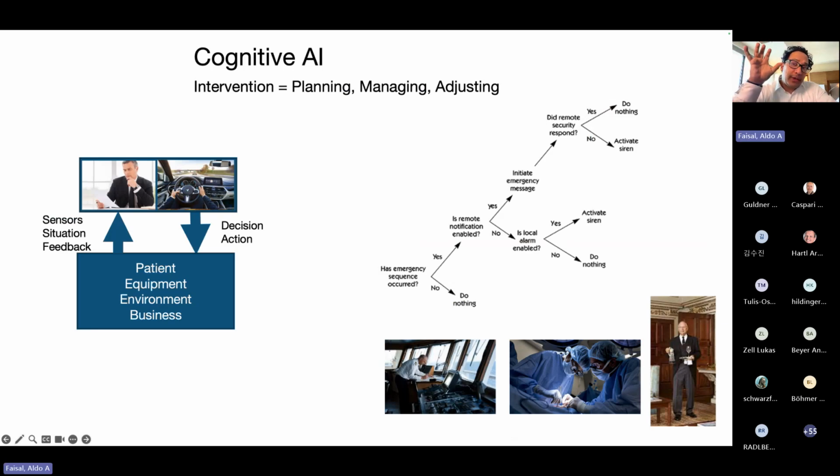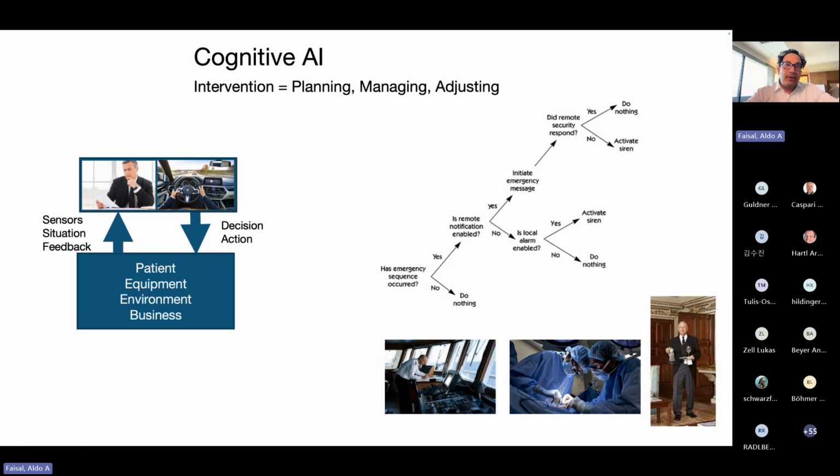So I've spoken now about perceptual AI. Let's talk about cognitive AI. So once you have diagnosed a patient, you need to treat them. And so to treat them, you need to plan, manage, and adjust. And there are many decisions necessary. And of course, decisions that you as a carer are taking are affecting the trajectory of the patient downwards.